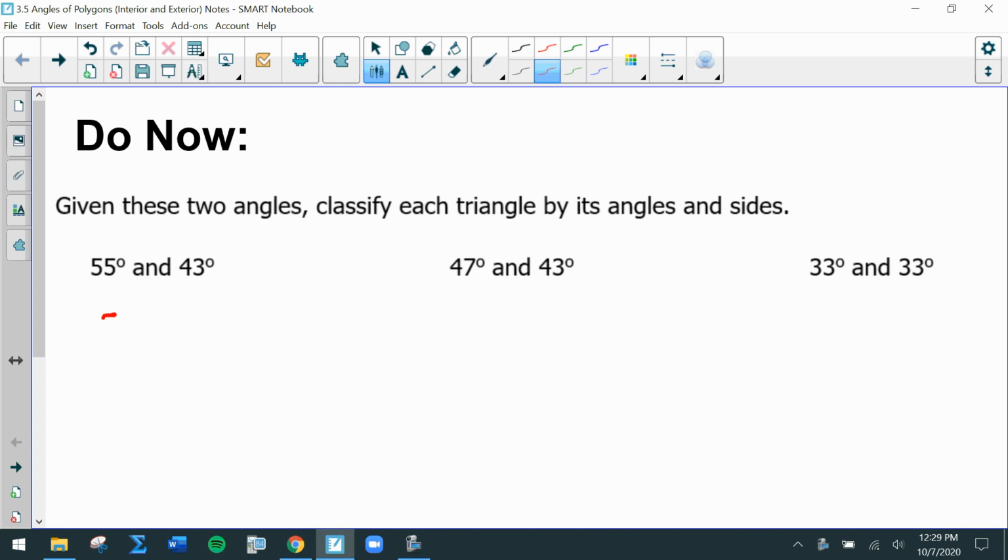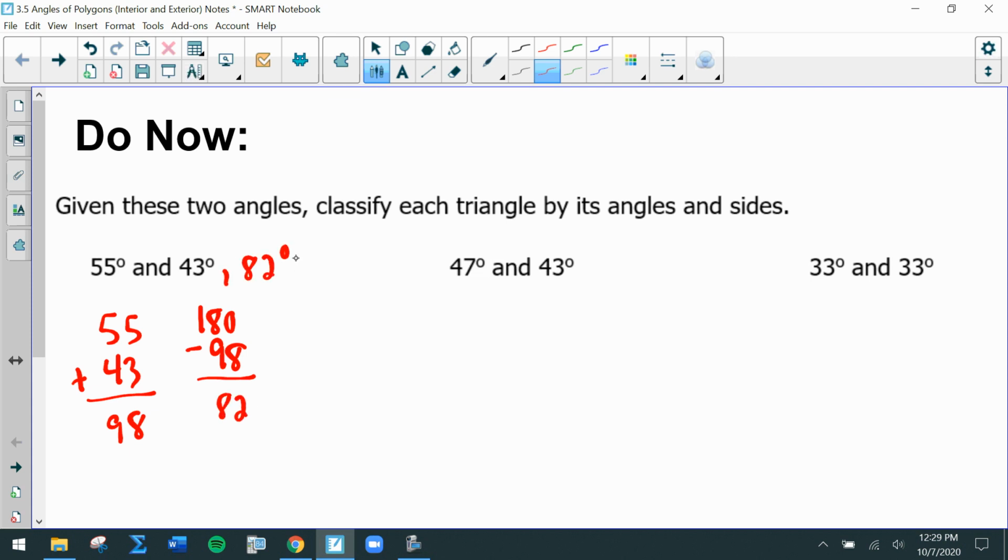So if we have a 55 and a 43-degree angle, we have 98 degrees in total. And so 180 minus 98 gives us 82. So the third angle is 82 degrees. If you look at all of these angles, they're all acute angles. And since they're all different, this will be a scalene triangle. So acute, scalene.